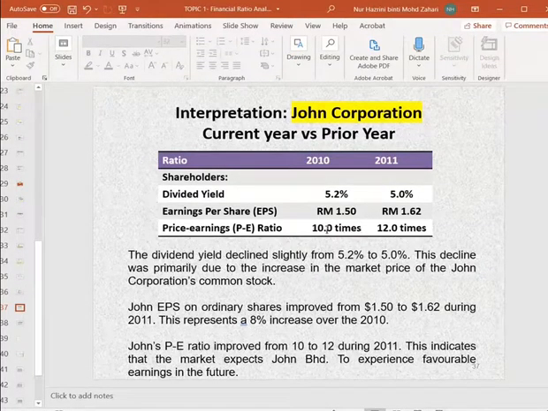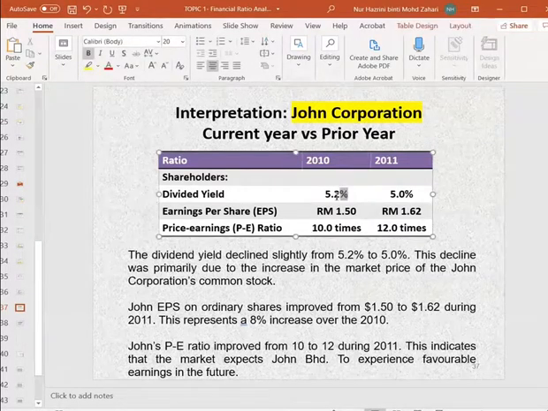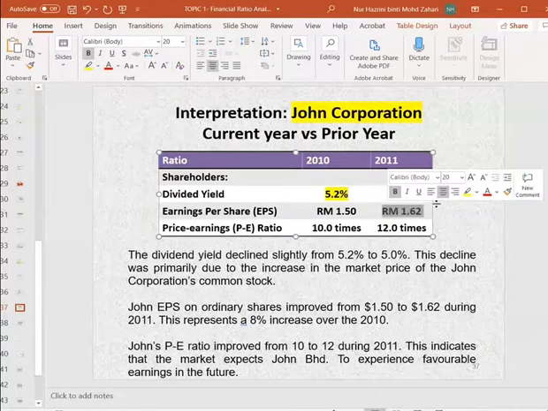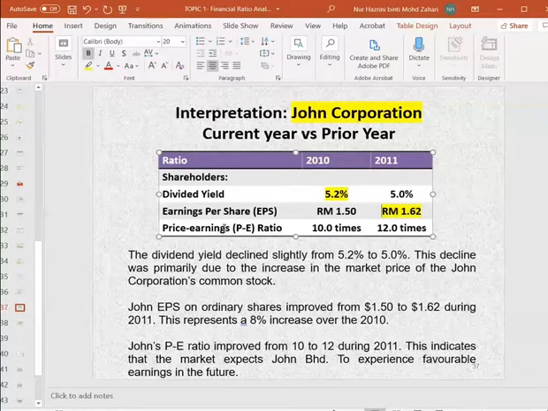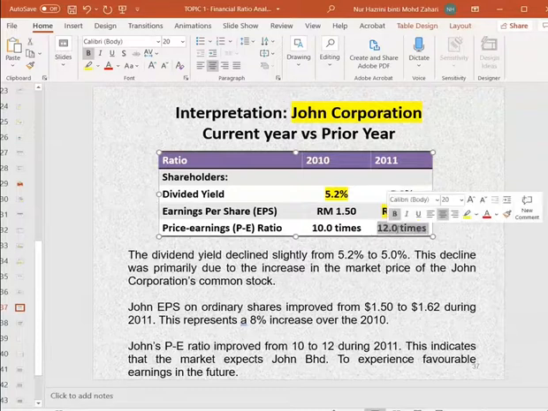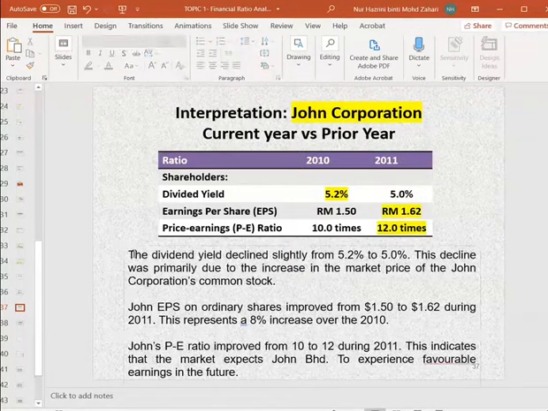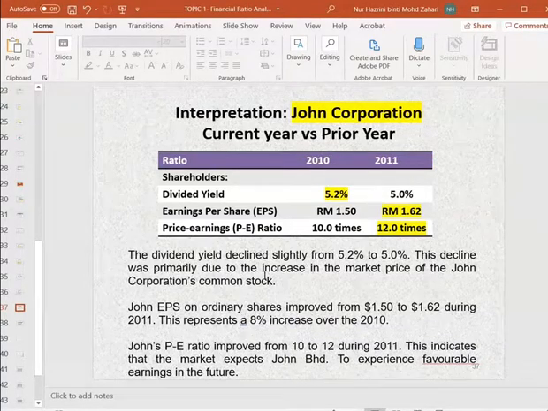If you look at this one, we provide you with the shareholders' ratios. You have dividend yield 5.2% in 2010, earnings per share 1.62 in 2011, price earnings ratio 12 times. The dividend yield declined slightly from 5.2% to 5%. This decline was primarily due to an increase in the market price of John Corporation common stock. So that's what you can say.